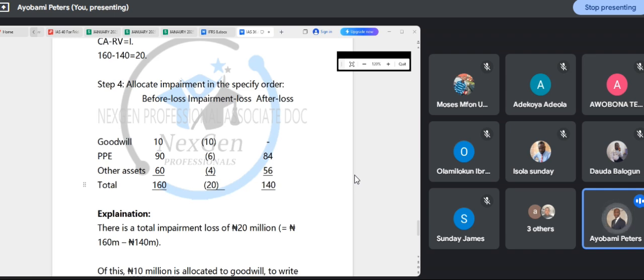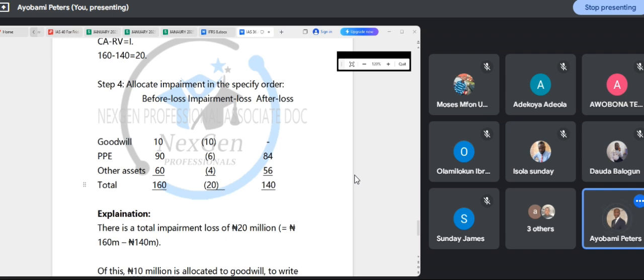And then the steps involved: you must first of all ascertain if there is an impairment. That is, you test for an impairment. And how do you do that? It is for you to look at the sources or indication of an impairment on an asset. You look out for them, and when you are able to ascertain them, that is step one. You know that you need to carry out an impairment test.